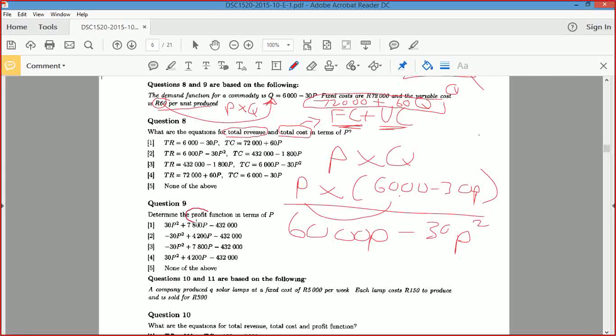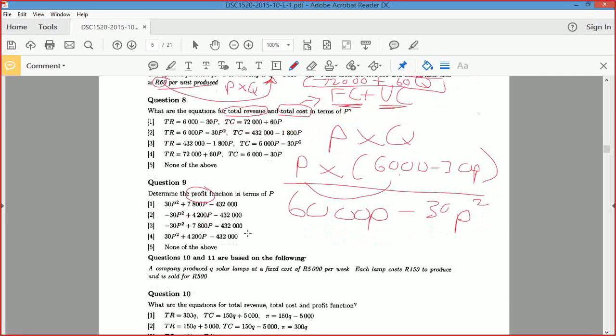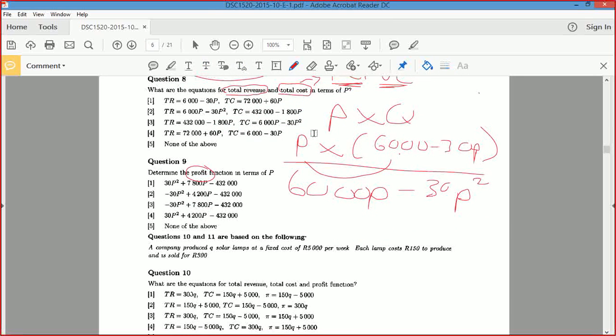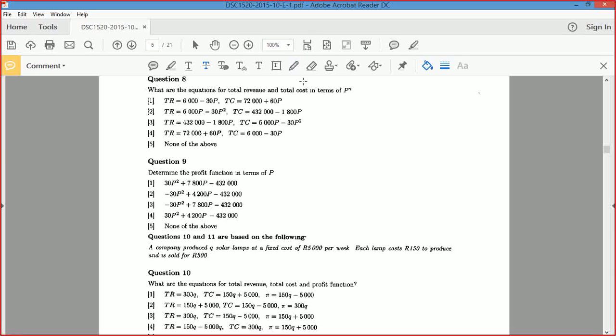How do I work out profits? Profit is like income minus expenses, so it's going to be total revenue minus total cost. Good. Which option? 2. No. 1. No, you can't guess. You need to do a working. Oh wait, are we on to the next one already? Question 9 is asking for profit. So you said TR minus TC. Now put in the TR and minus the TC.